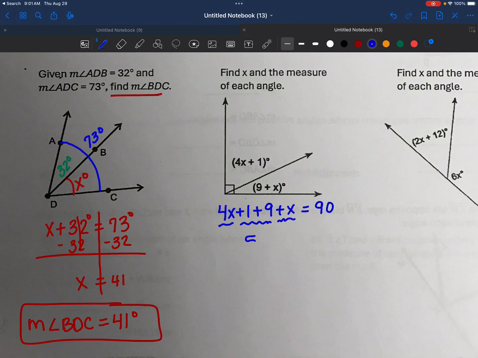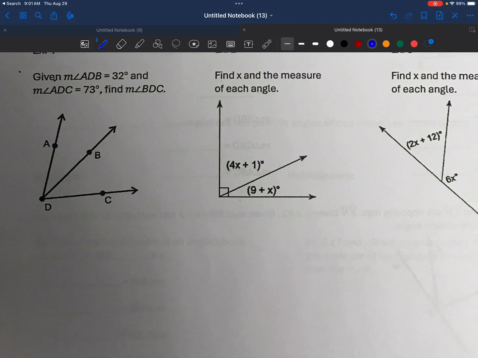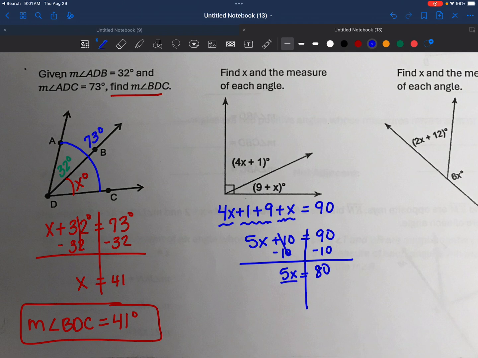Okay, before we do that, let's go ahead and add our like terms together. So 4x plus 1x, we're going to get 5x. And then 1 plus 9, we're going to get 10. Okay, now I'm okay if you move it over, right? Is everybody with me on that? Okay, so we subtract 10, we get 5x is equal to 80. And then our last step to get x by itself, divide by 5. Good.